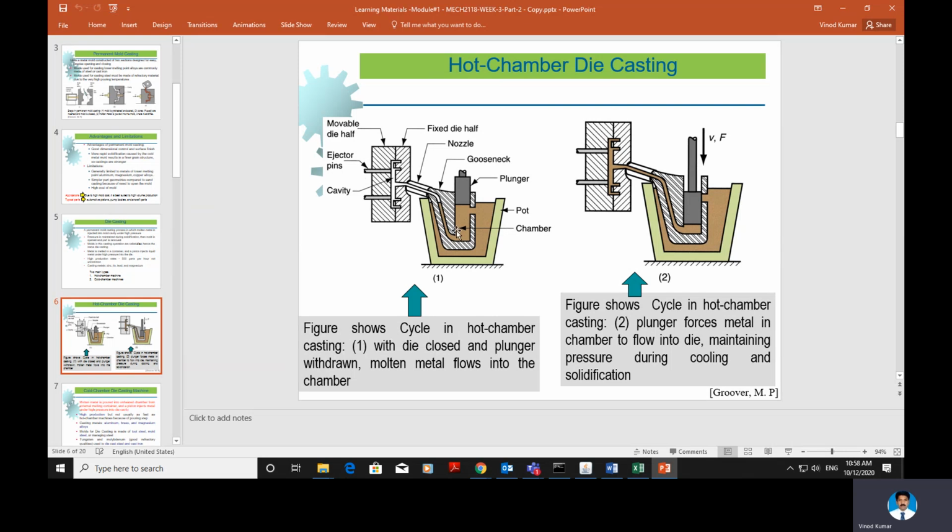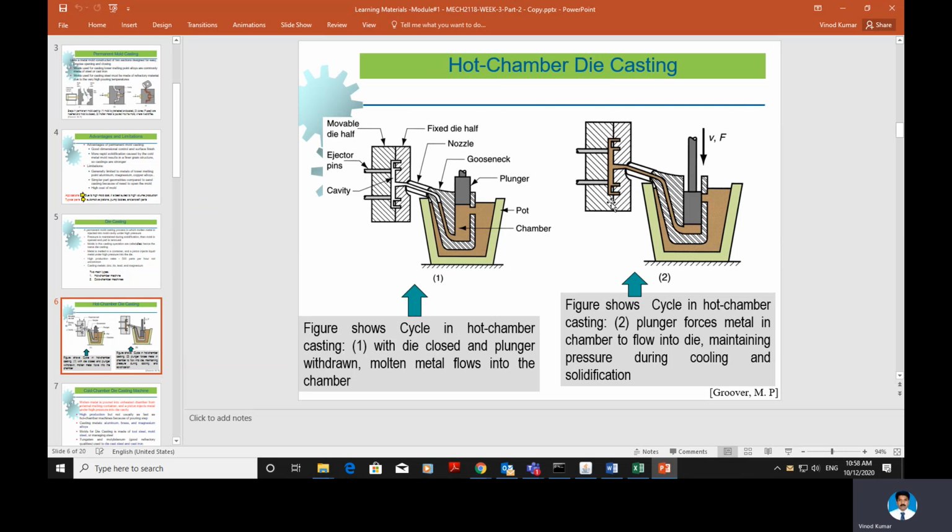So here what we have is a plunger. As the plunger moves downwards, the molten metal which is already inside the chamber will be under higher pressure and will be pushed into the cavity. Then the cavity will be filled with molten metal, and the pressure will remain. Under high pressure, it is pushed into the cavity. After some time, cooling and solidification take place, and it becomes solid.